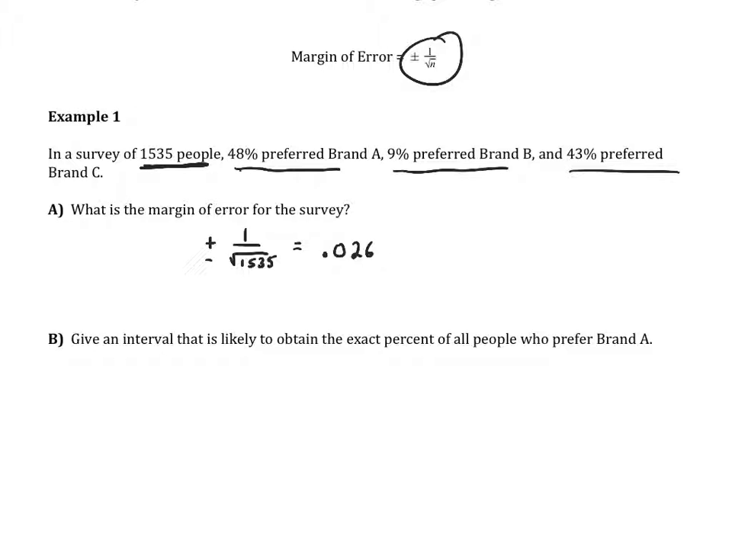Then you need to change this to a percent because margin of error is always a percent. So we move that decimal 2 times to the right, 2.6%. That is our margin of error. We always want to do plus or minus in front of that.